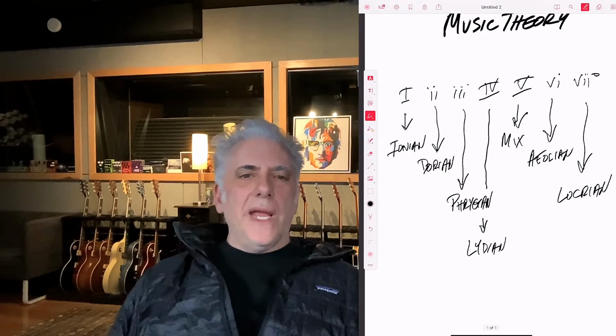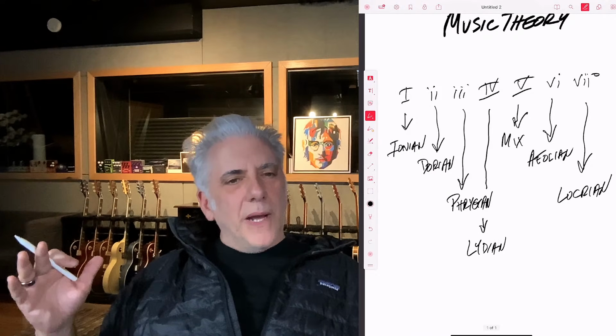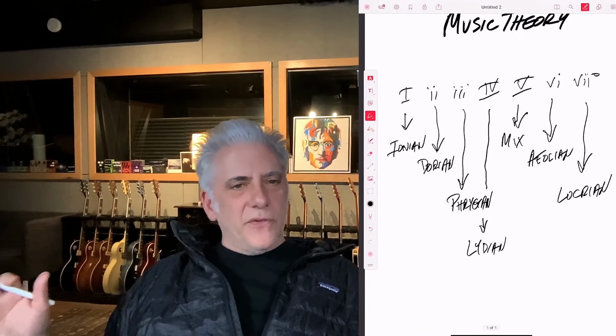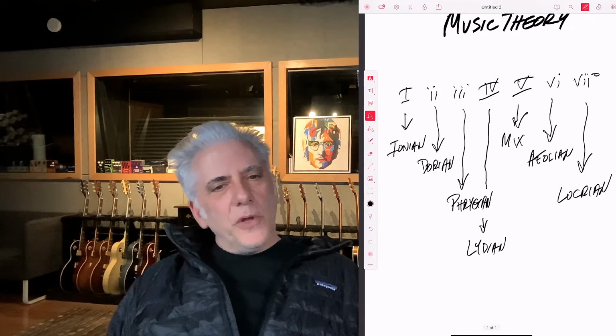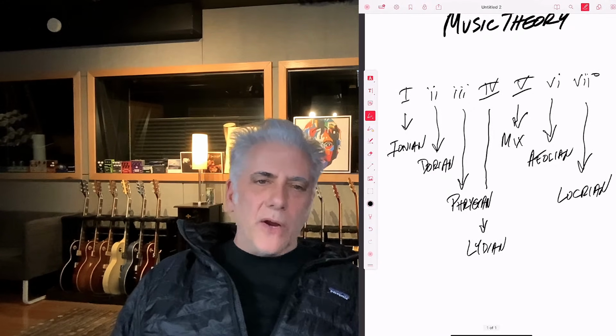So the modes and the chords, whether they're 7th chords or triads, work with these things. If you're playing on the 1 chord, you play Ionian. If you're playing on the 4 chord, you play Lydian. If you're playing on the 6 chord, you play Aeolian. This is how they work.